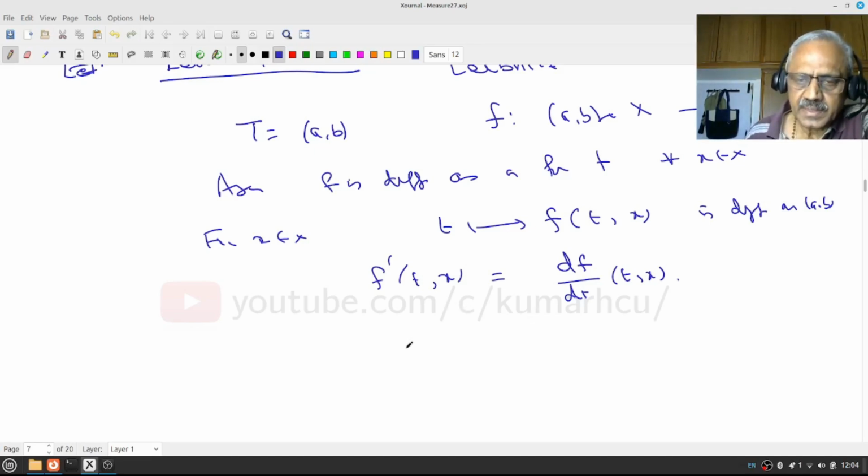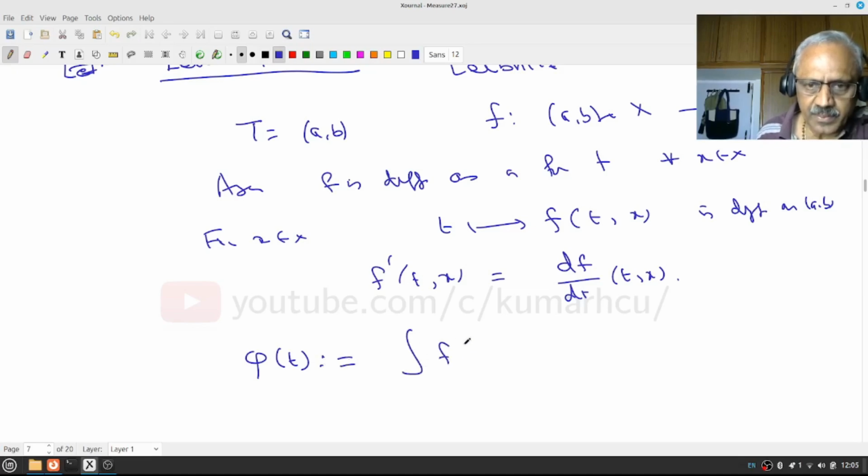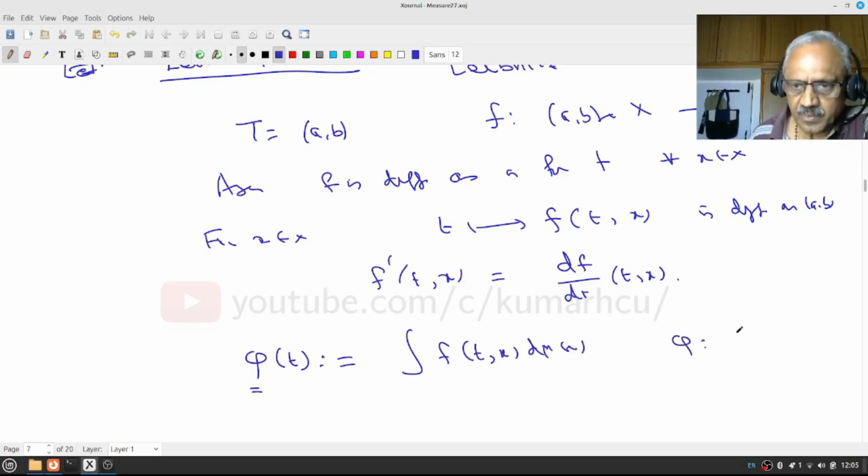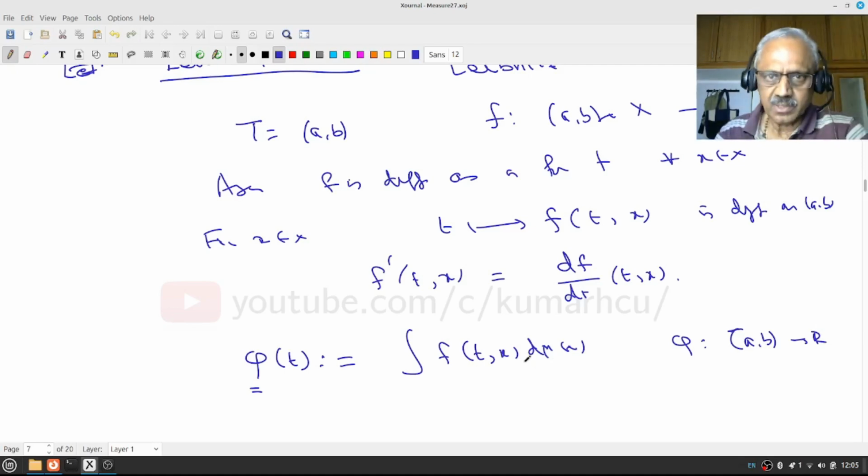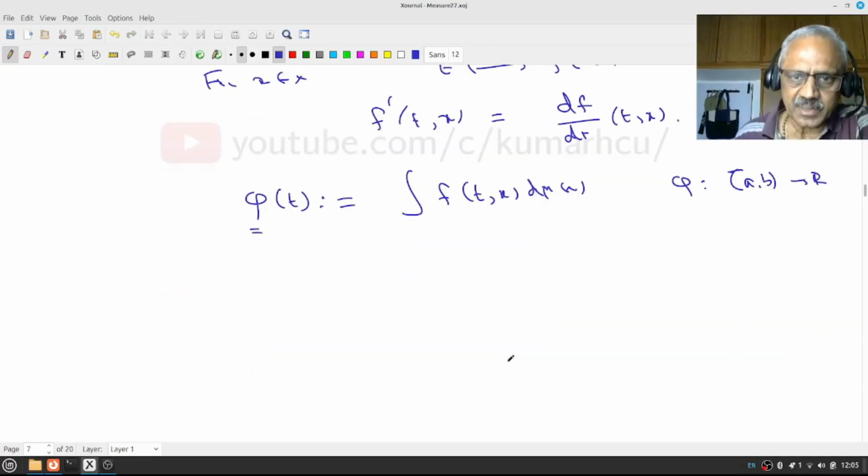Is that clear? Right. So let me do as we did earlier. Suppose I define this integral of f of t, x d mu x. Now notice that phi is a function from [a, b] to R. So that means I have to make sure these are all integrable. We will put the conditions slowly. I want to say what the theorem says.